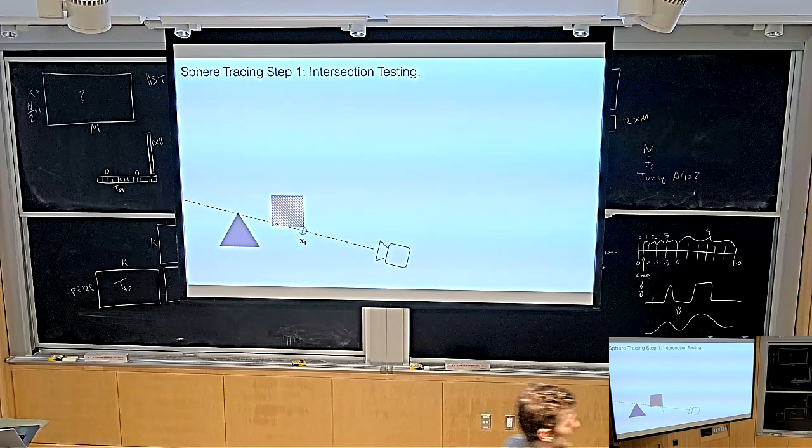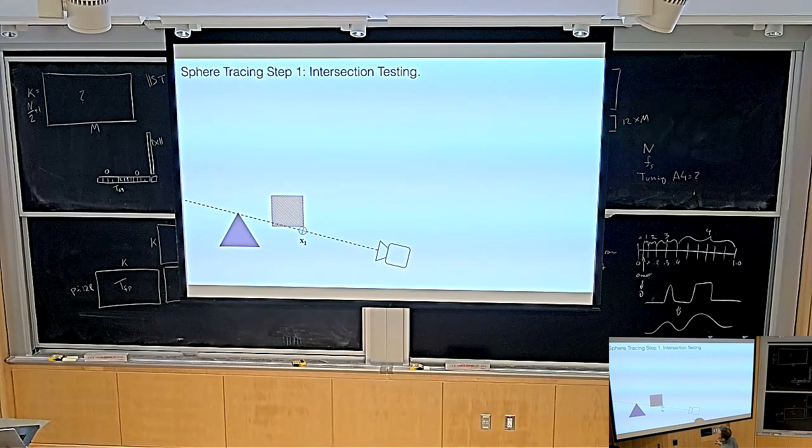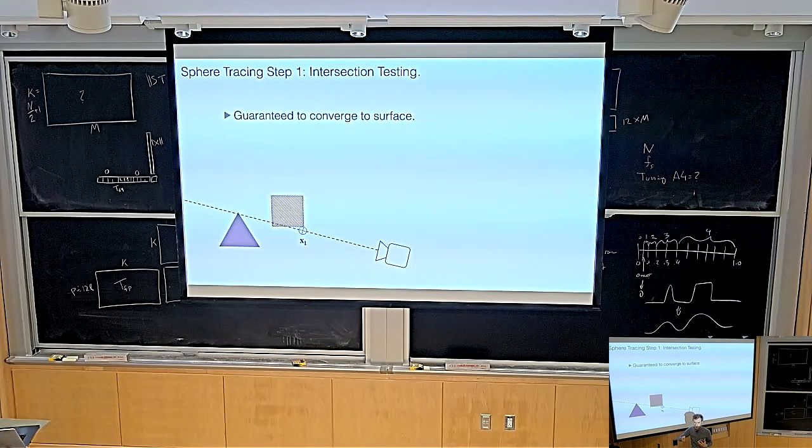As Jakob just said, the thing that happens is that you have a neat little guarantee: if you do this infinitely long, you're guaranteed to eventually find the surface. Because clearly the step length is never 0 until you're on the surface. So you always have a positive step length as long as you're not on the surface. And once you're on the surface, the sign distance would be 0, and then you'd be done.